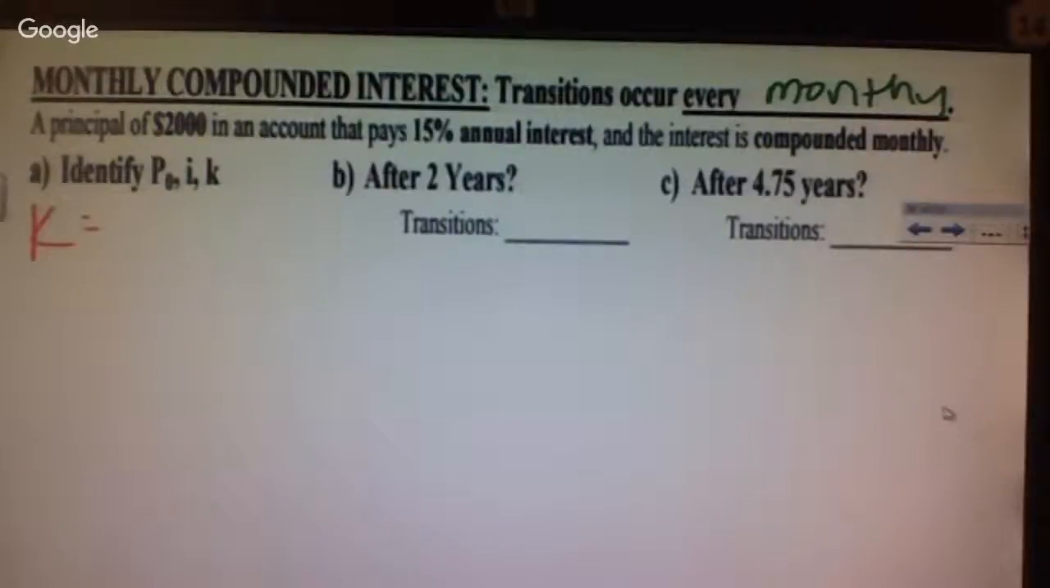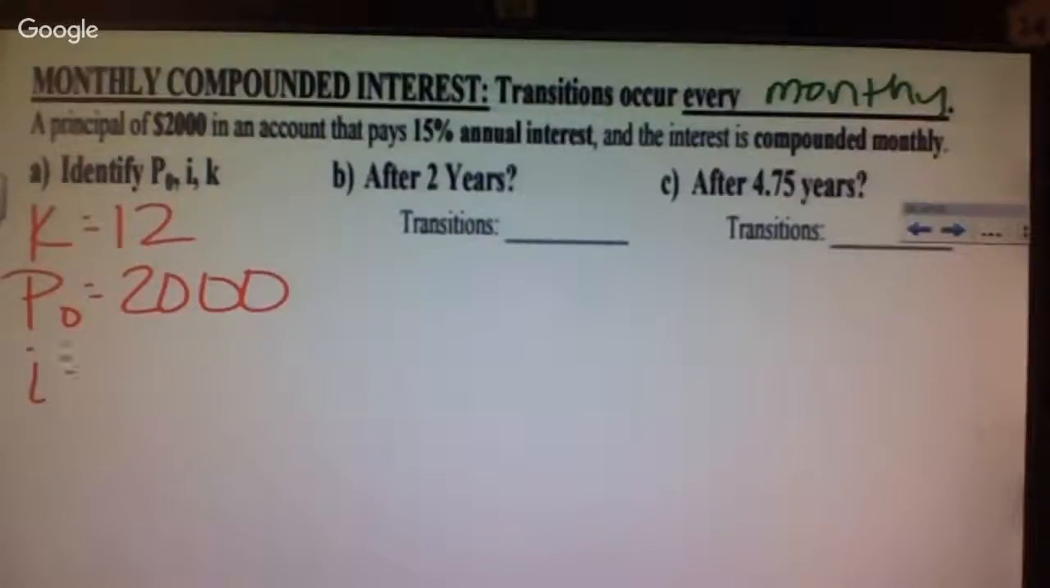If I'm doing this monthly, what does my K value change to? Remember, your K value is how many times a year? 12. P sub 0 this time. Woo, we getting a little richer. We're putting in 2,000. And my interest, 0.15. That's a lot of interest.